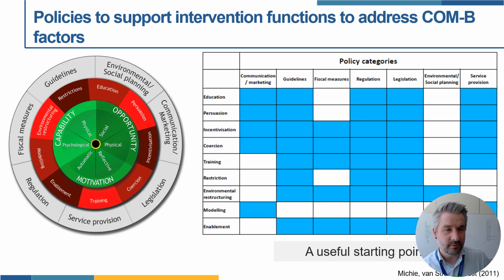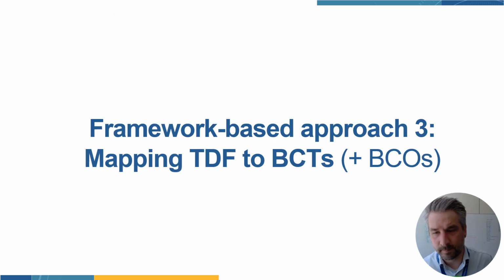In a similar vein, the behavior change wheel as a model, theory and framework also provides, rather uniquely, a set of policy levers or categories that can be used to support the delivery of those intervention functions. If you're interested in leveraging education, for example, communication and marketing and guidelines might be policy categories to consider, and there might be other policy categories that are less relevant for a given intervention function in the behavior change wheel. Again, a useful starting point to guide how you might build up your implementation intervention.